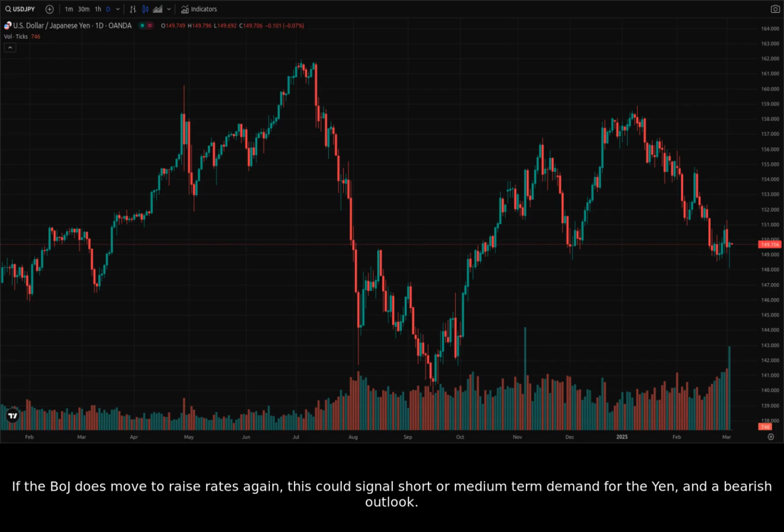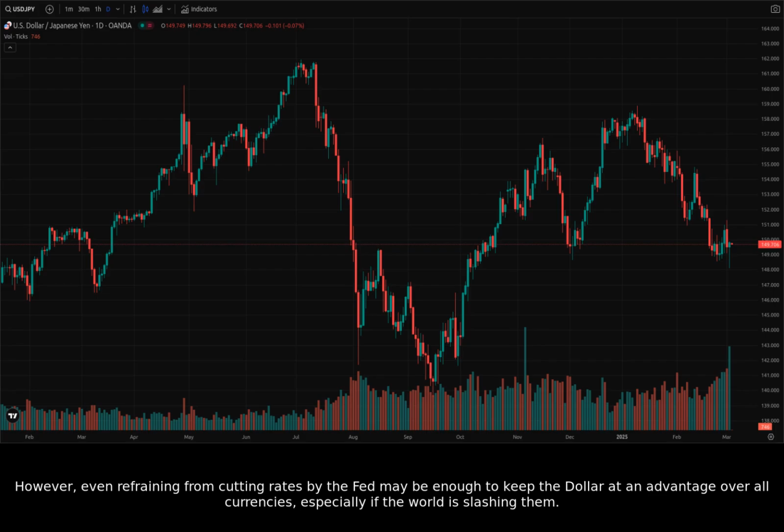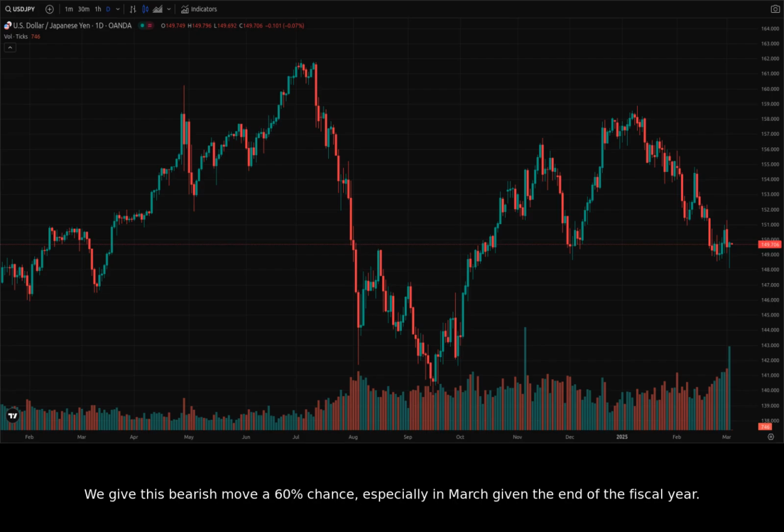If the BoJ does move to raise rates again, this could signal short or medium-term demand for the yen and a bearish outlook. However, even refraining from cutting rates by the Fed may be enough to keep the dollar at an advantage over all currencies, especially if the world is slashing them. We give this bearish move a 60% chance, especially in March given the end of the fiscal year.